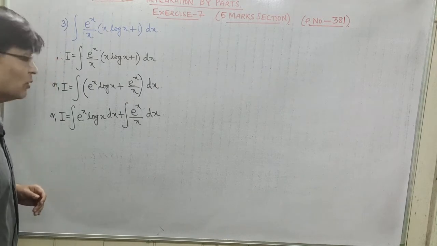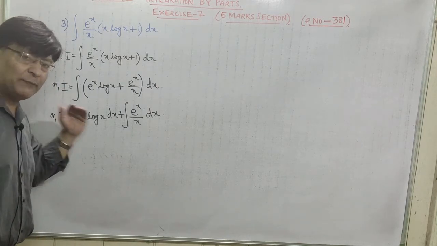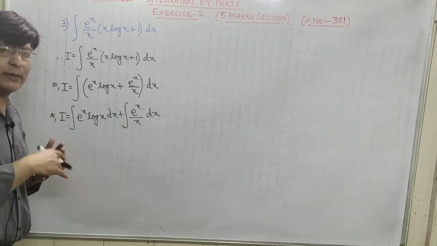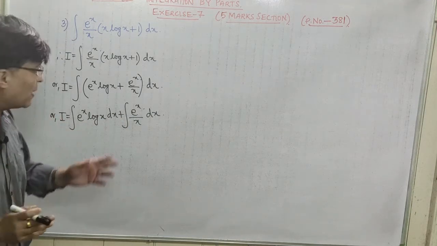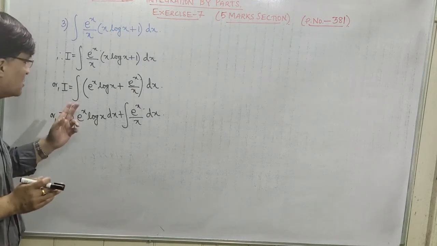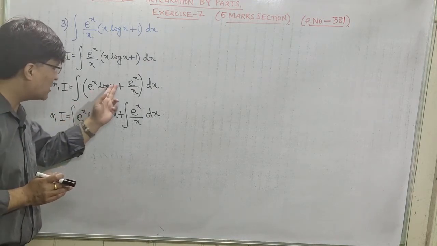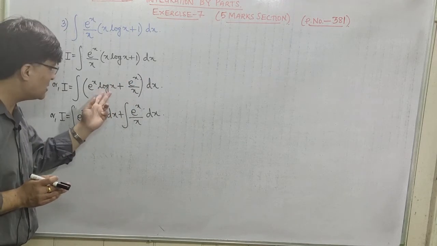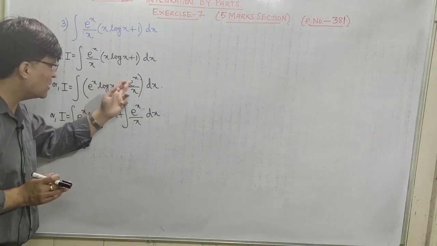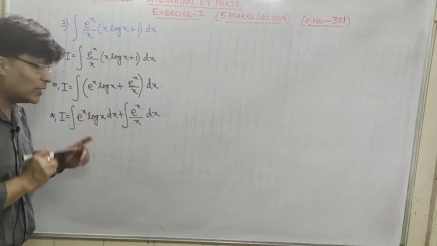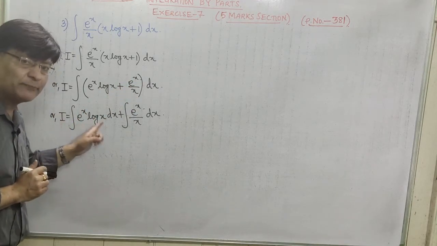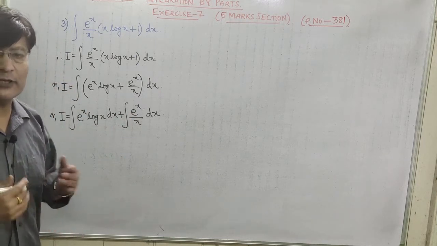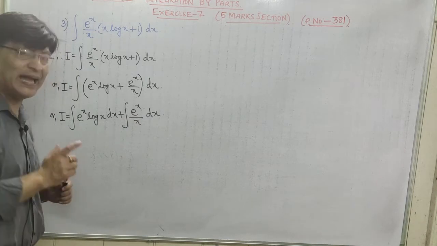Okay. So now, keeping the second integration as it is, let us do integration by parts for the first function, because differentiation of log x is 1 upon x. That is, log x is the first function here and 1 by x is the second function. That's why you have to use integration by parts for the first function only, but don't use integration by parts for the second function. You have to keep it as it is.